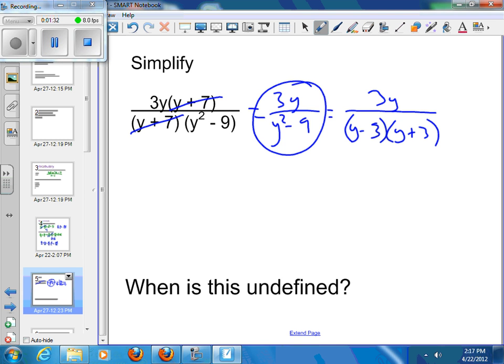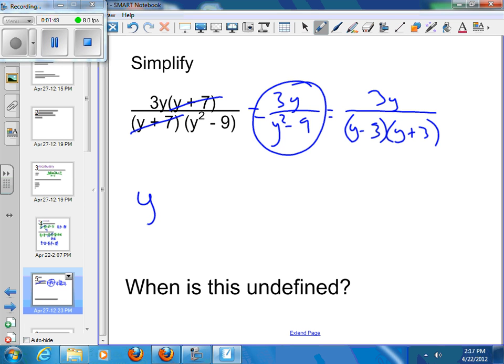But we're not quite done because we have some issues that could go on here where you can't have certain values. And what do I mean by this? Well, are you allowed to divide by 0? The answer to that would be no. So we have some cases where this could actually have a 0 in the bottom.